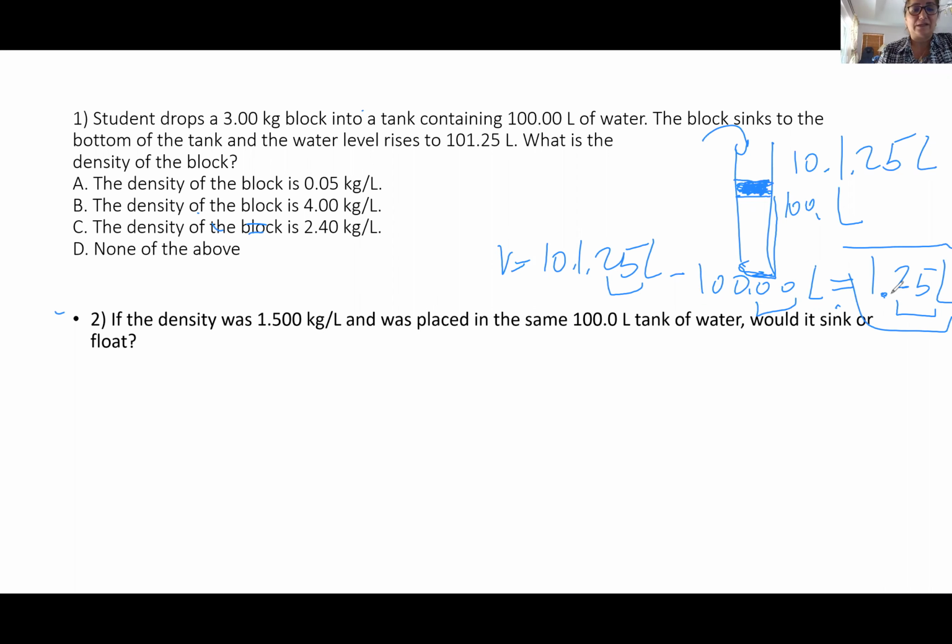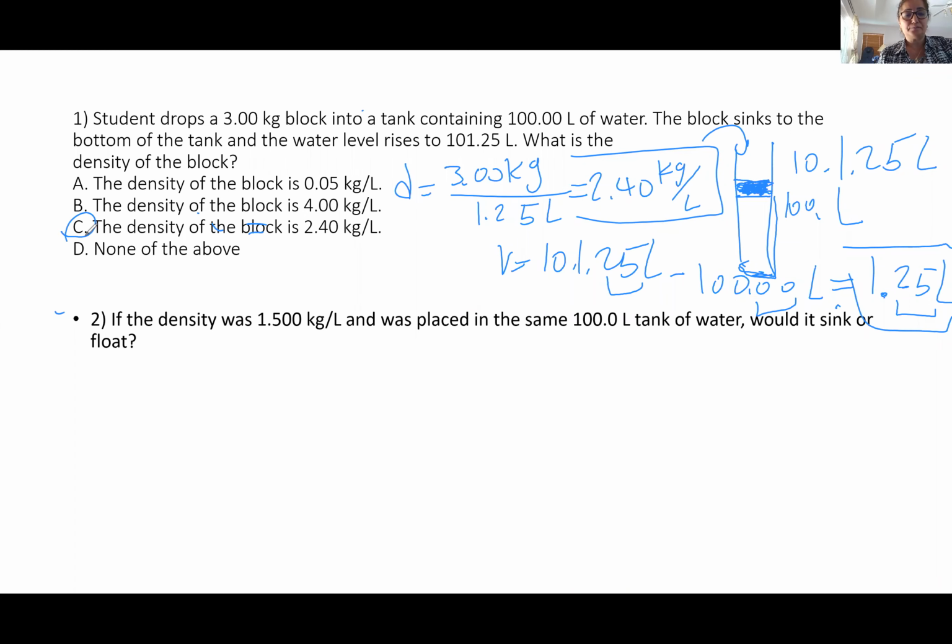Now we are looking for density. Density is mass over the volume. So in order to calculate the density, you would say 3.00 kilogram over 1.25 liter. Use the calculator for that: 3 divided by 1.25, I could guess that is 2.4. So it's going to be 2.40 kilogram per liter, and that is the final answer. So C would be the correct answer.